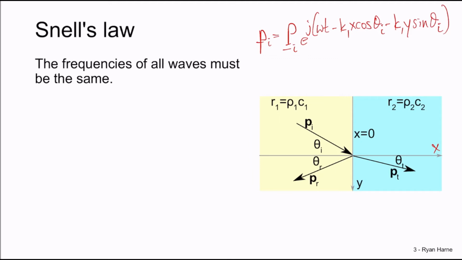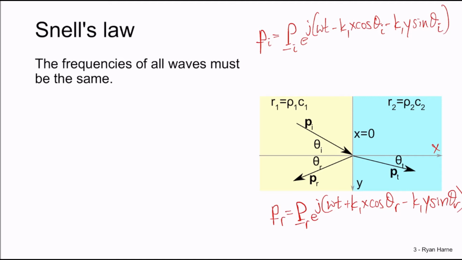The reflected acoustic pressure down below has amplitude complex P sub r, e to the j omega t plus k1 x cosine theta r minus k1 y sine theta r. We note that both the incident and reflected acoustic waves have a minus y in the complex exponential since they move in the same y direction. On the other hand, they have flipped signs for the x in the complex exponential since one moves to the right and one moves to the left.